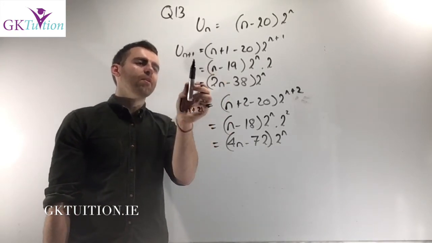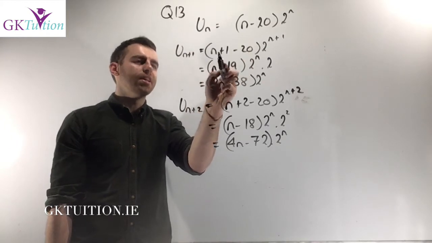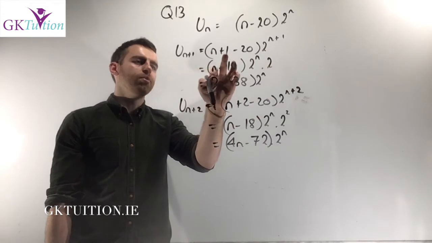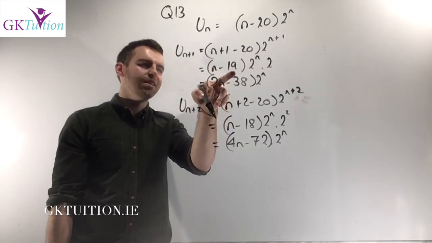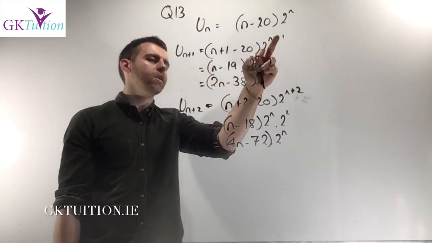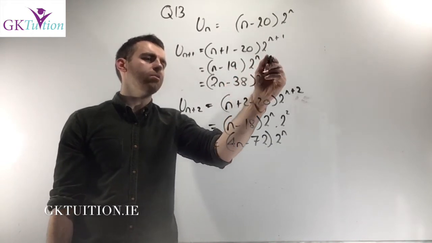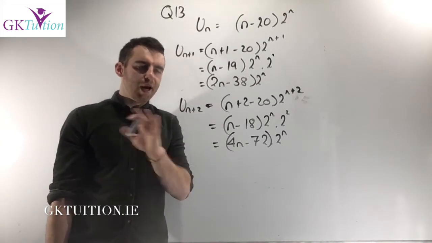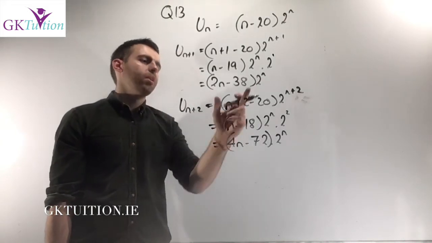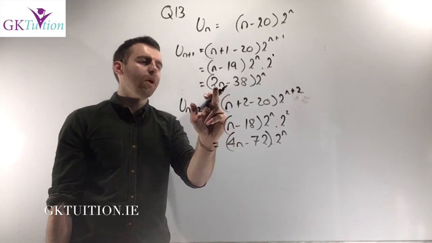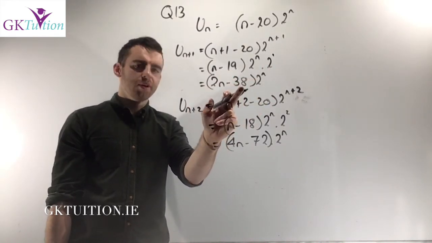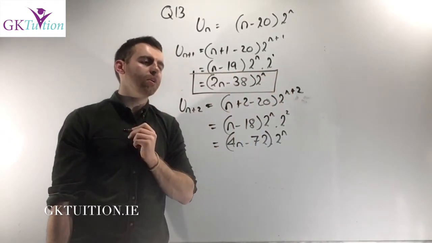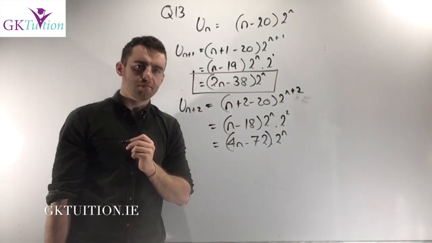What I did for un plus 1, everywhere there's an n, I just subbed in n plus 1. So I ended up with n plus 1 here and an n plus 1 in my power. N plus 1 minus 20 is n minus 19, and 2 to the power of n plus 1 is the same as 2 to the power of n times 2 to the power of 1. Again, a 2 to the power of an unknown is bad news and I don't want to go near it. But I can multiply 2 by n and get 2n, 2 by minus 19 and get minus 38. So un plus 1 simplified fully is 2n minus 38 times 2 to the power of n.